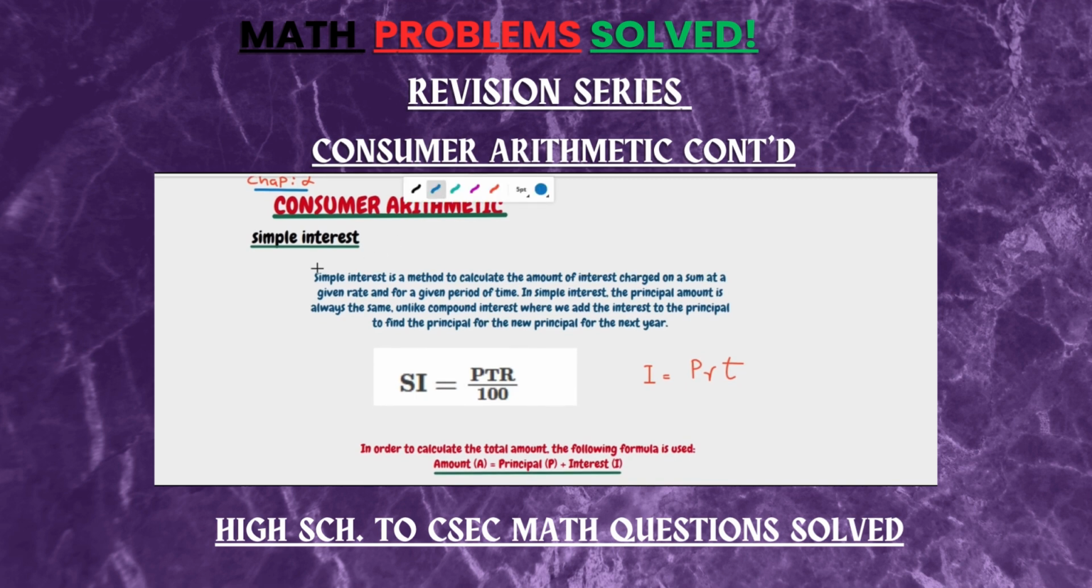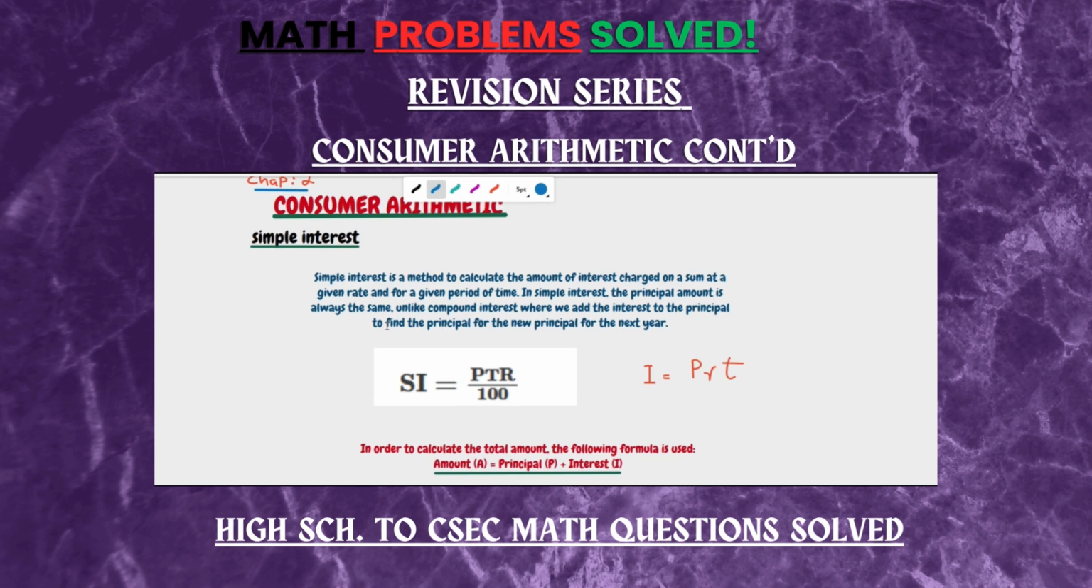So you have already heard about simple interest. Simple interest is a method to calculate the amount of interest charged on a sum at a given rate and for a given period of time. So in simple interest, the principal amount is always the same, unlike compound interest. Here you should know the difference between simple interest and compound interest. Although our topic is just simple interest, in the next topic we will discuss compound interest.